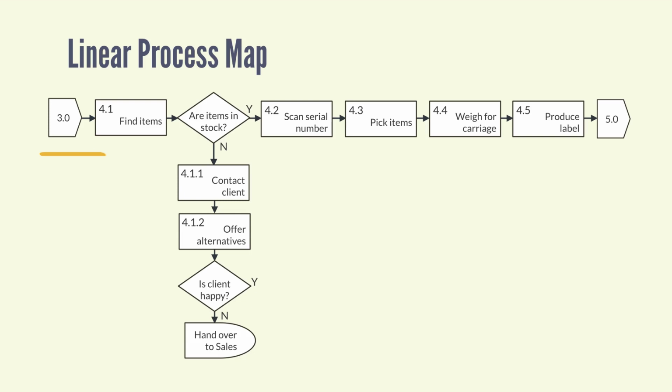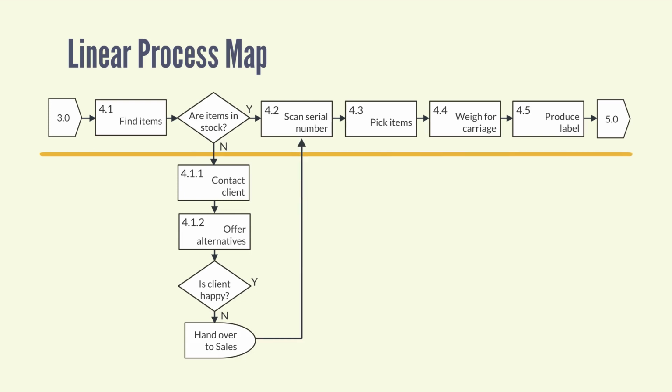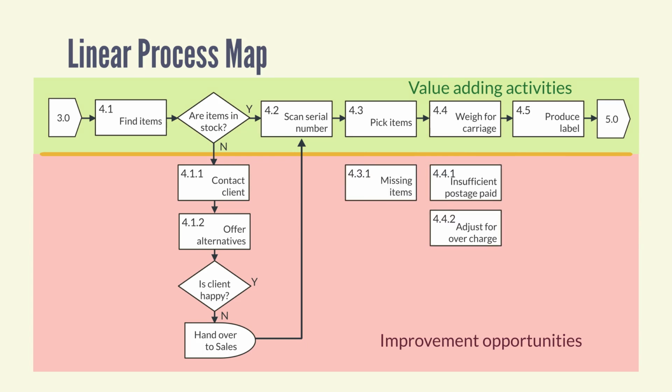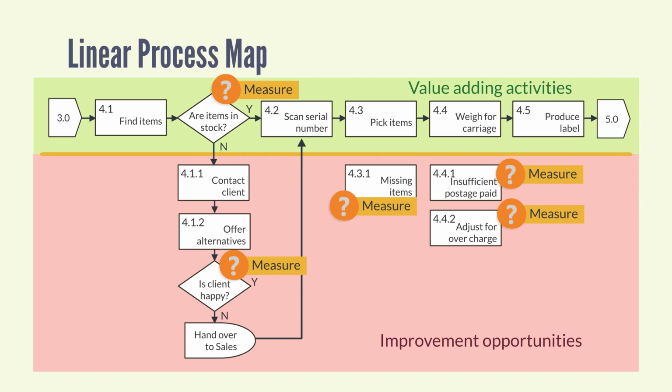Once completed, if we draw a line under the happy path, those activities above it are those process steps that directly add value to the output, whereas those steps below are likely to be non-standard operations where inefficiencies are most likely to be found. The linear process map can also be used to identify potential waste and appropriate control points that can be measured to ensure processes are working as intended.